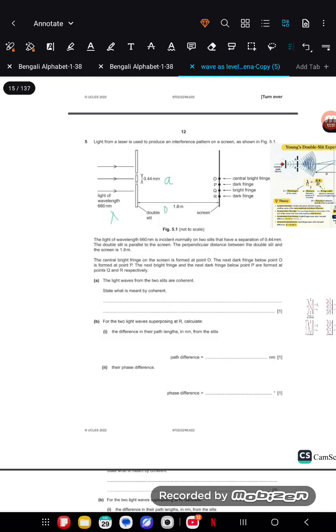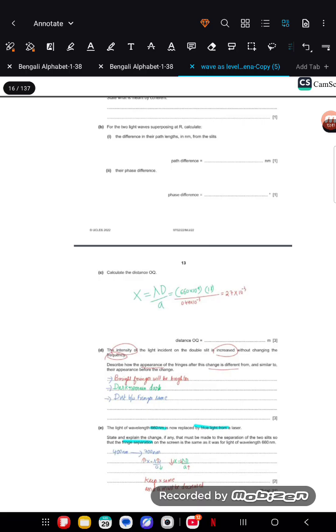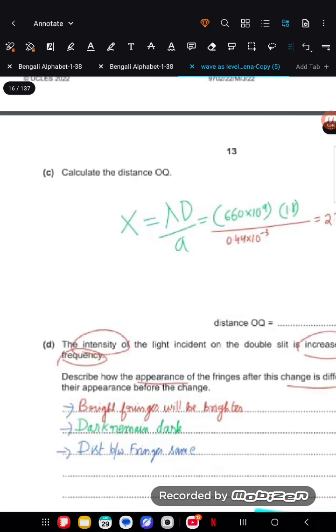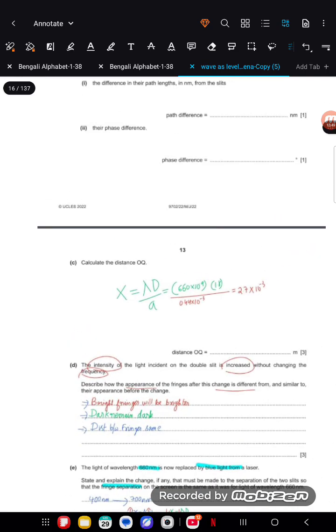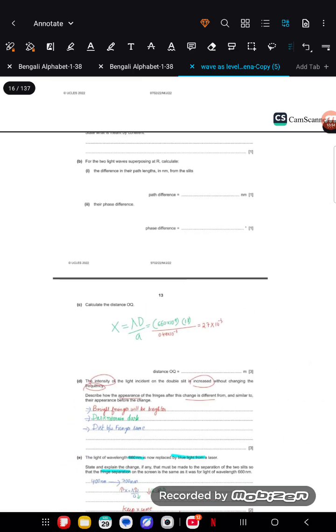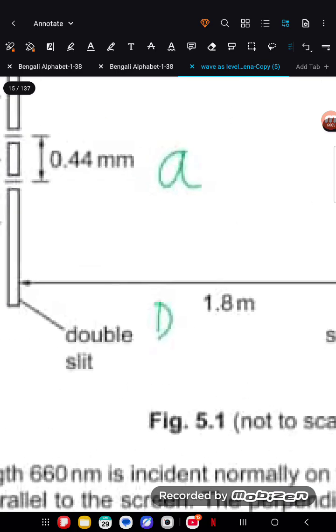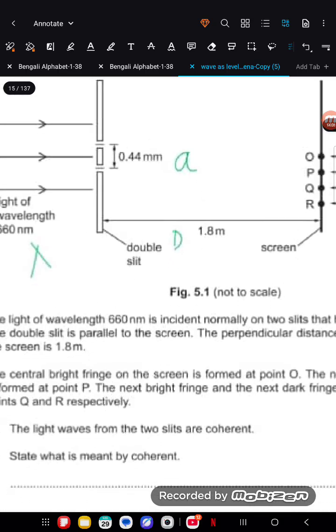This question is May June 22, question number 5. Here you can see d is given, wavelength is given, a is given, so very easily you can solve this question. They are asking to find x, the distance between two bright fringes. Just write the values and solve it. Very easy question. Just change the wavelength from nanometer into meter, multiplying by 10 raised to minus 9. This is already in meter and this is in millimeter, 0.44, just multiply by 10 raised to minus 3.